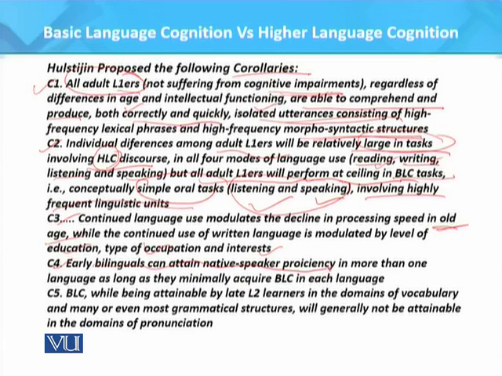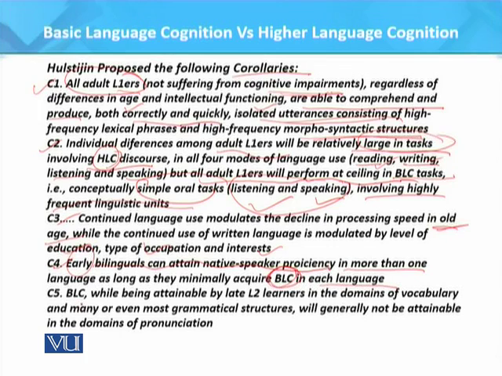The fourth says every bilingual can attain native speaker proficiency in more than one language as long as they minimally acquire basic language cognition. So that means that all bilinguals, especially early bilinguals, can attain native speaker proficiency, as long as they have minimal acquisition of basic language cognition in each language.